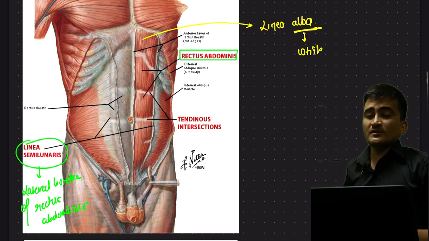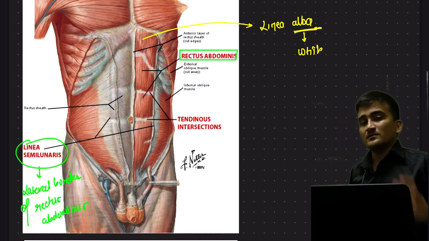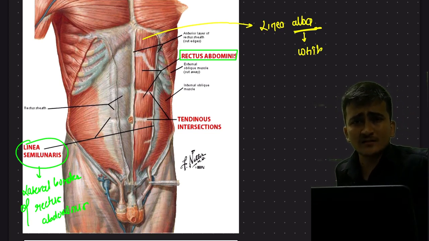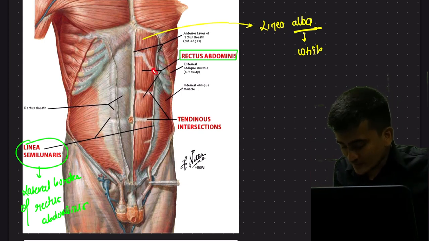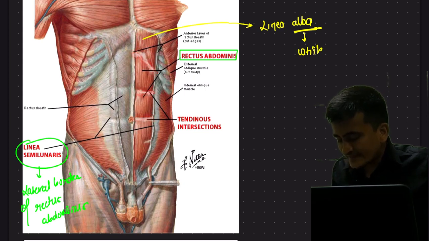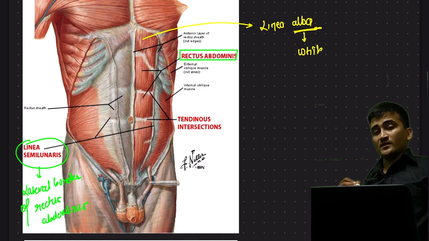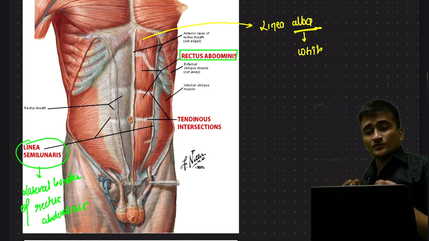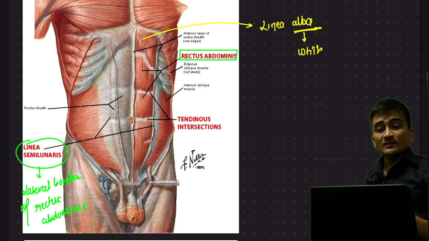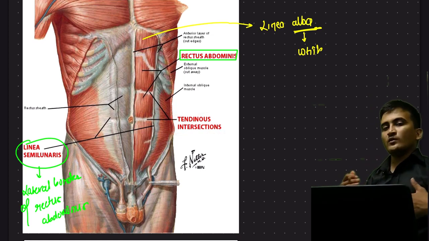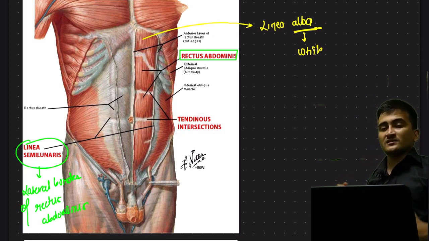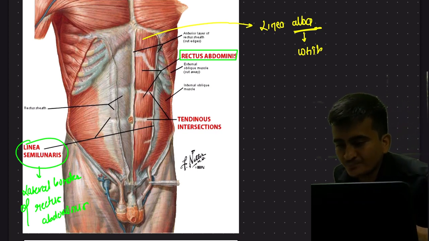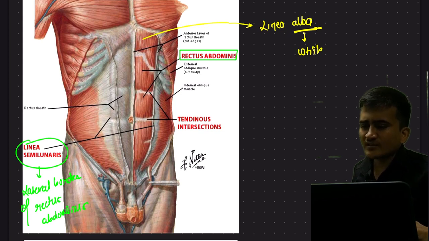In bodybuilders, what we see is packs. Why do we see six packs? We see six packs because the rectus abdominis muscles are intersected by, you can see right here, tendinous intersections. If you go to the gym and work hard, the tendinous intersections will be seen, and tendinous intersections cause the appearance of six packs, right?